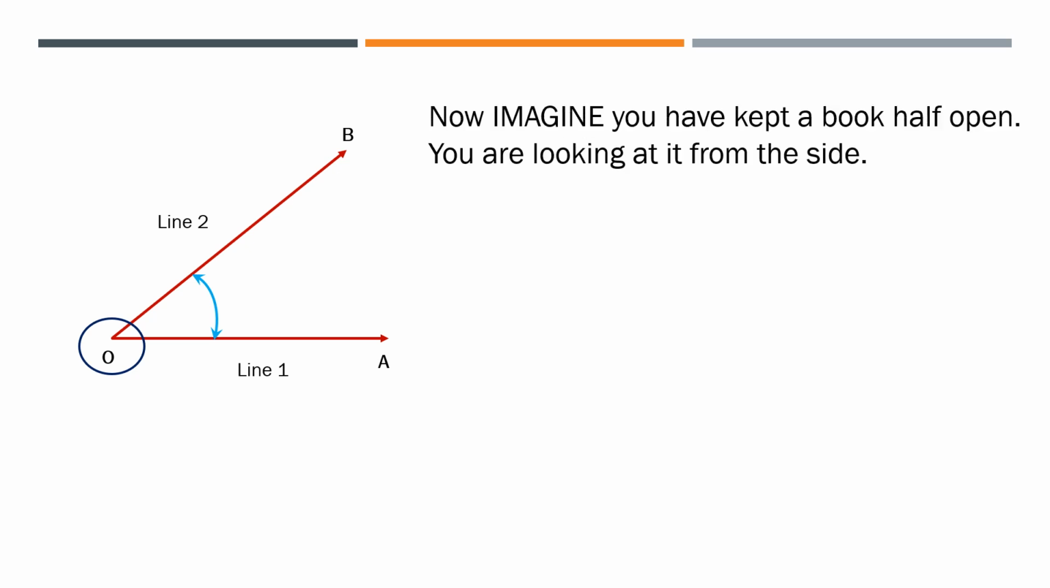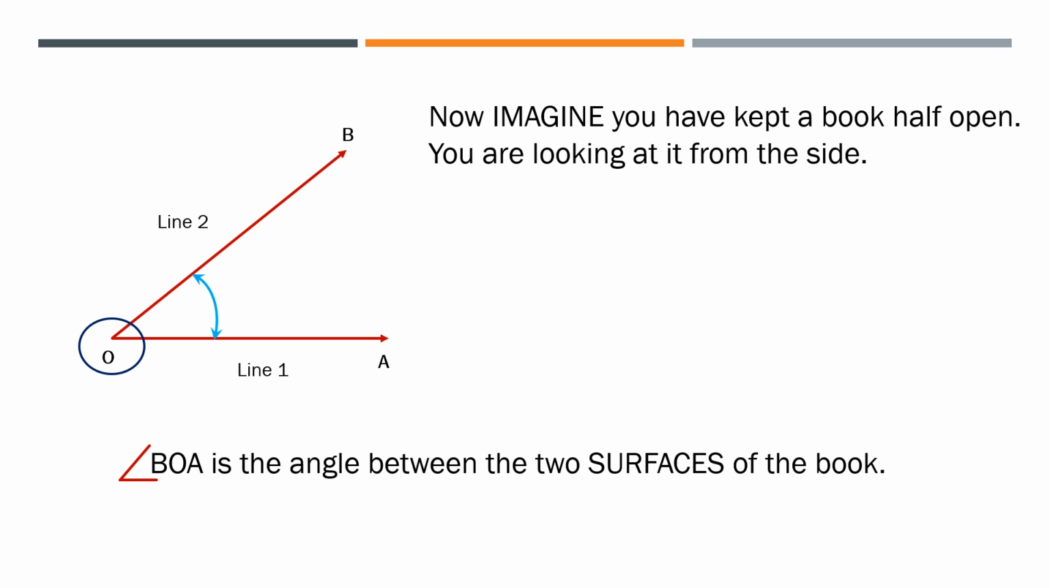Now imagine you have kept a book half open. You are looking at it from the side. In that case, OA is one part of the book you can see from the side and OB is another part of the book. The angle is the space between the pages of the book. Here, BOA is the angle between the two surfaces of the book. So we can now see that an angle can be formed between two lines or it can be formed between two surfaces as well.